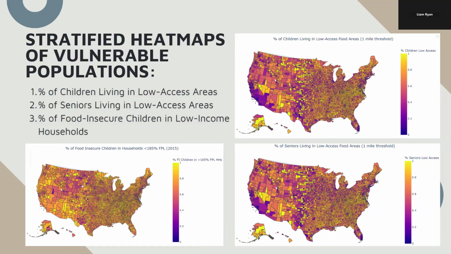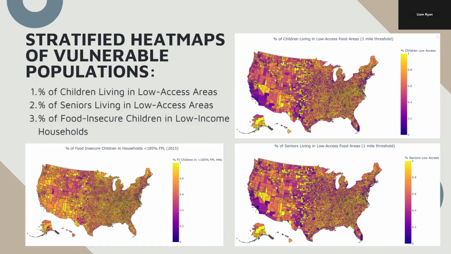After examining overall patterns, we then stratified our analysis by vulnerable groups. Here we map three measures: food insecure children in low income households, children in low access areas, and seniors in low access areas, all at the county level.